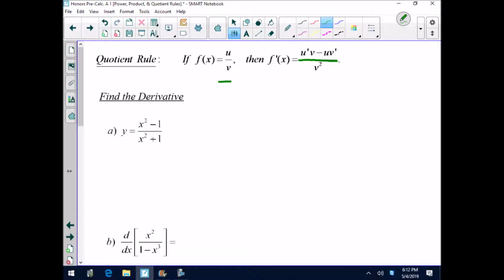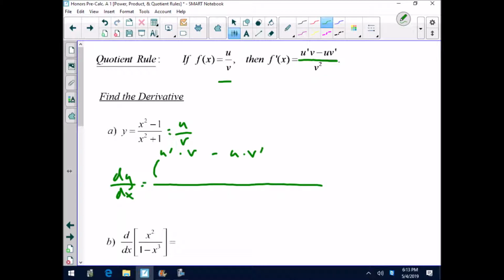Right here we can say that our u would be that x squared minus 1, and our v would be the x squared plus 1. And when we take the derivative, we would say dy dx would then be our u prime times our v minus our u times our v prime. So right here, u prime, or the derivative of the numerator, would be 2x times our v, or our denominator, of x squared plus 1.